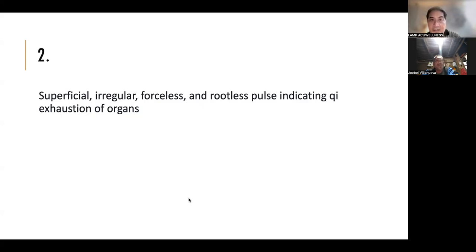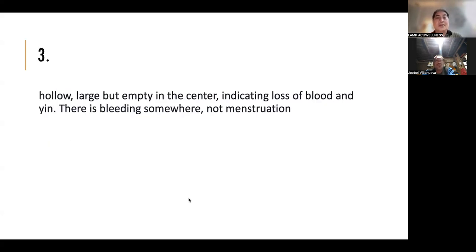Okay, Mom Tricks, can you help? Scattered. Okay. Hollow, large, but empty in the center. Parang onion. Empty in the center. Loss of blood and yin. There is bleeding somewhere, not menstruation.